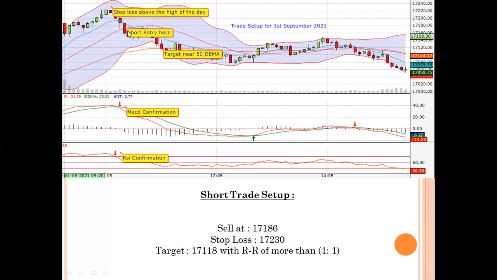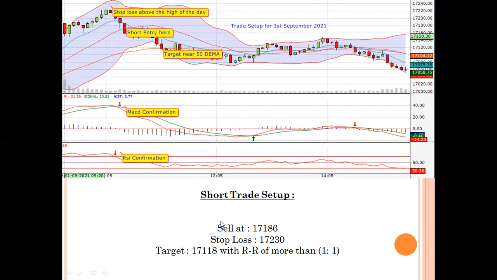Now, how do you define a stop loss? My high was somewhere over here, so my stop loss is a few pips above. All right, so on that day, I initiated a short here because I got a confirmation of the RSI and MACD. My stop loss was a few pips above the high of the day, somewhere over here, and my target was the 50-day MA.